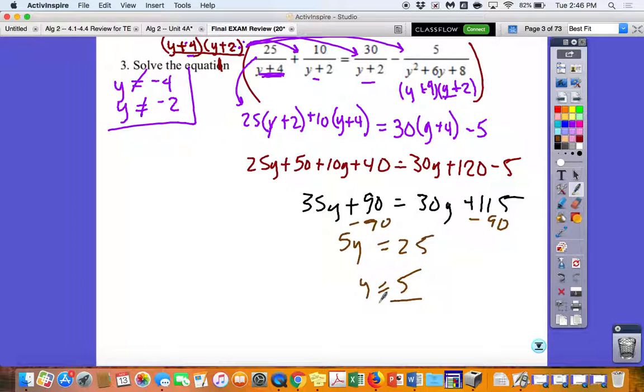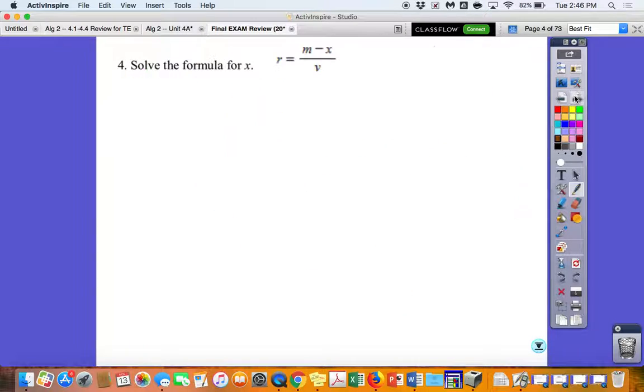Is that okay? You got to remember, double check. Is it okay? Yeah, it's not one of the restricted values, so we're good with that. So it's just y equals 5. Okay, now solve the formula for x.